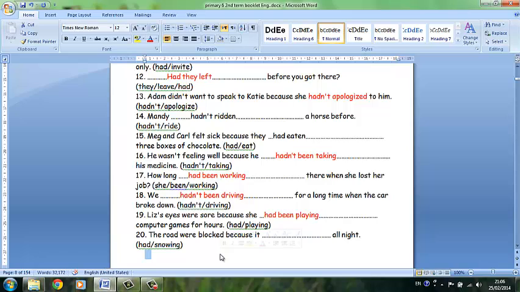The roads were blocked. So I want you here to cross out were and write was. So the road was blocked because it had been snowing all night. So I'm going to write had been snowing. Very good. Had been snowing.